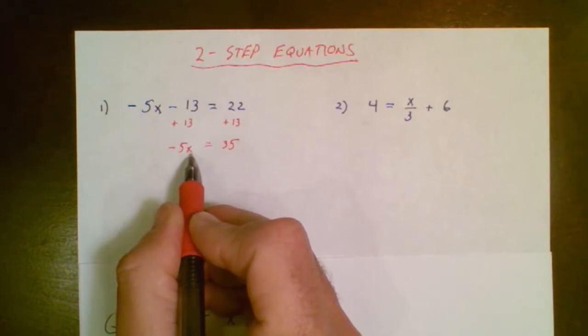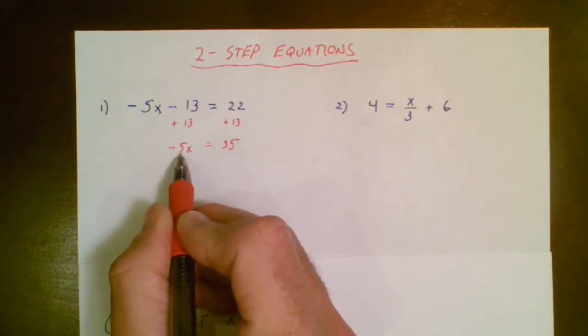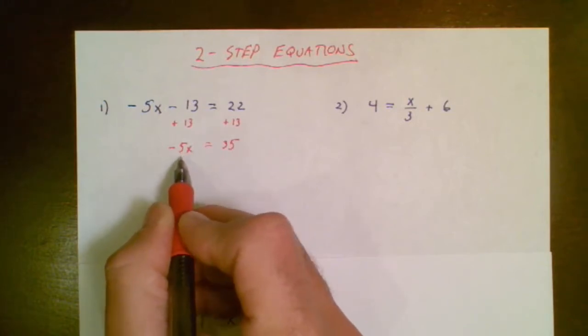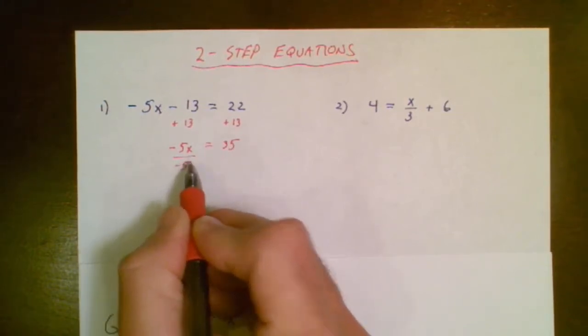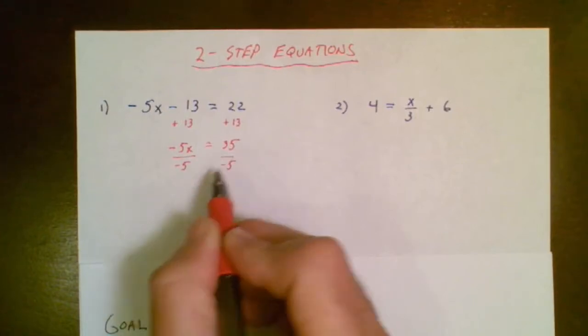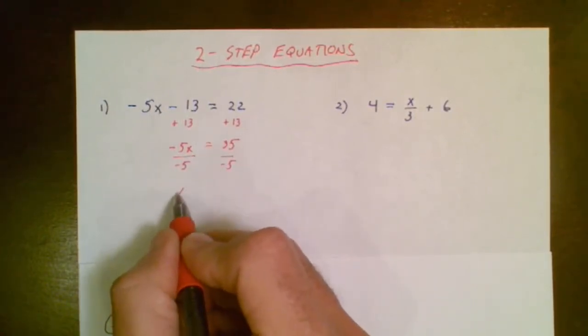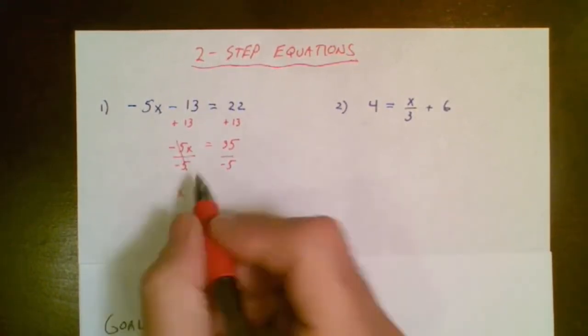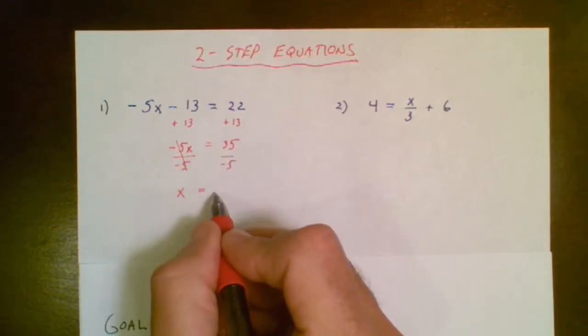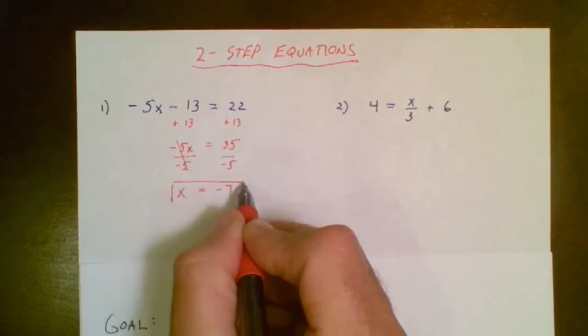And I ask myself the same question. If I want to get x by itself, I need to get rid of the negative 5. The negative 5 is attached by multiplication. I'll do the opposite, which is division. So I divide each side by negative 5. Those reduce. 35 divided by negative 5 is negative 7, and I have my answer.